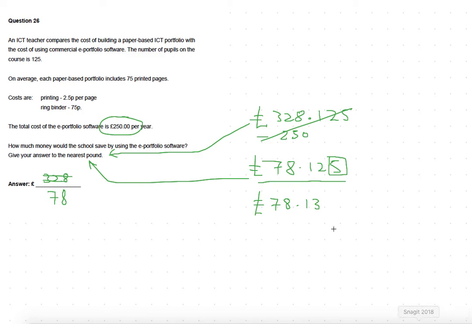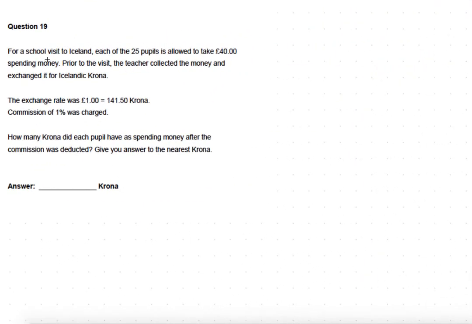Okay, let's do one more. This is another one from the DFE. There's a couple of similar ones here. It's a basic currency exchange question, but I think most people are just used to dealing with maybe pounds to euros, where the exchange rate is quite a small number. For instance, maybe £1 is 1.2 euros. If you look here, the exchange rate is £1 is a really large number of krona. It's 141.5 krona.